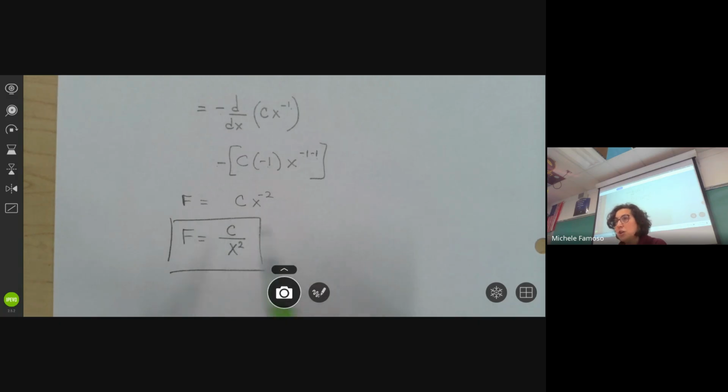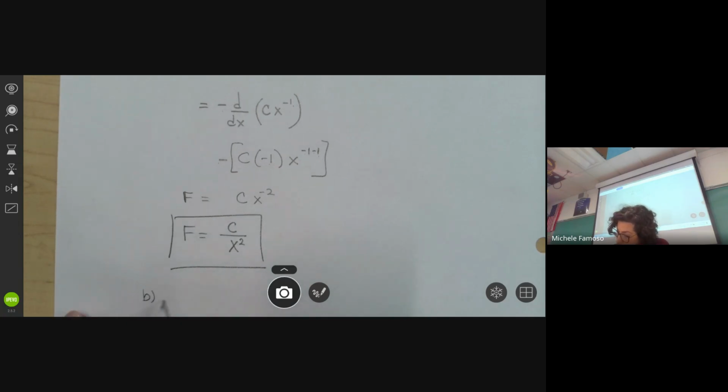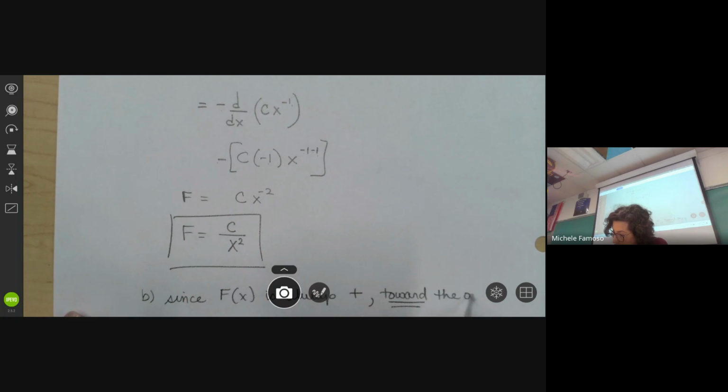Is this force function ever going to be negative? It's always going to be positive. That means it's going towards the origin. That's what that means. It's going towards the origin, as long as we're not at an x value of 0.